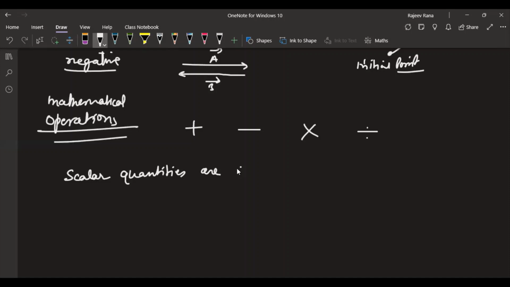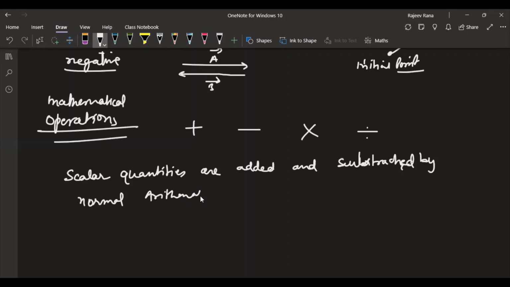quantities are added and subtracted by normal arithmetic operations. Like you can just add them: 1 plus 1, 2, 2 plus 2. So with normal mathematical operations, they can be added and subtracted.